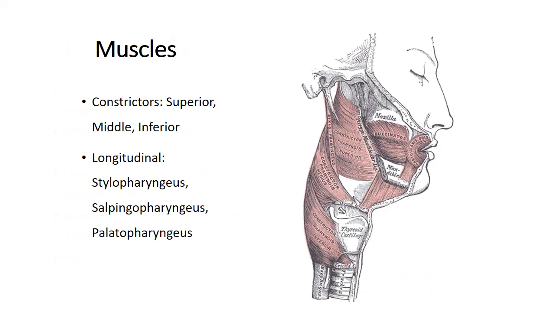The muscles of the pharynx are divided into circular and longitudinal groups. The circular muscle includes the superior, middle, and inferior constrictors. Their coordinated contraction propels the food bolus downward during swallowing. The longitudinal muscles include the stylopharyngeus, salpingopharyngeus, and palatopharyngeus. These muscles elevate and shorten the pharynx during swallowing, making food passage smoother and safer.